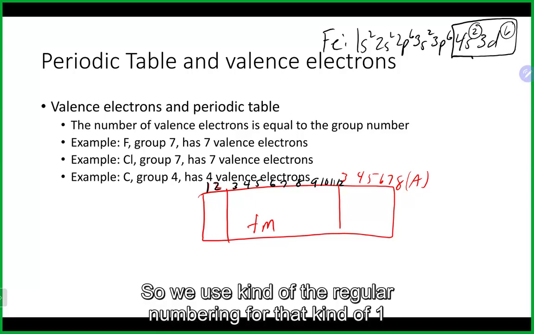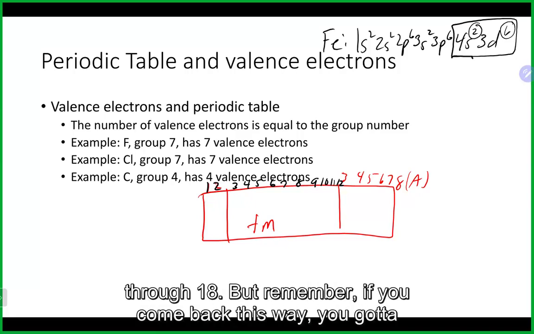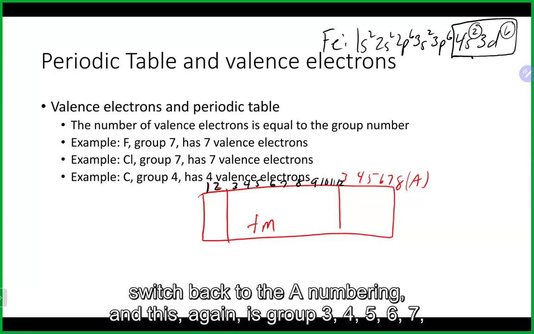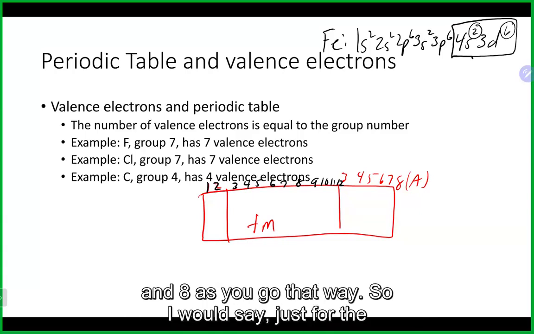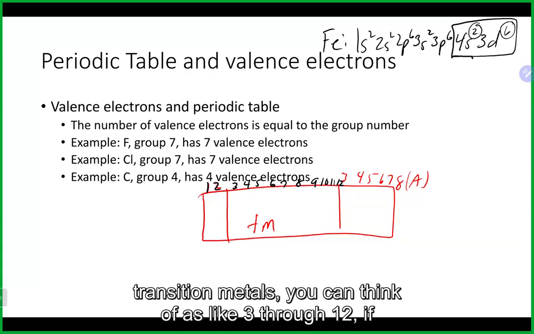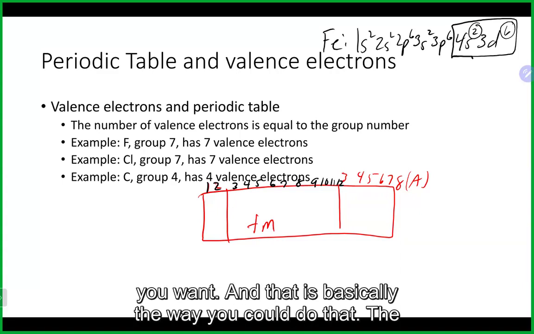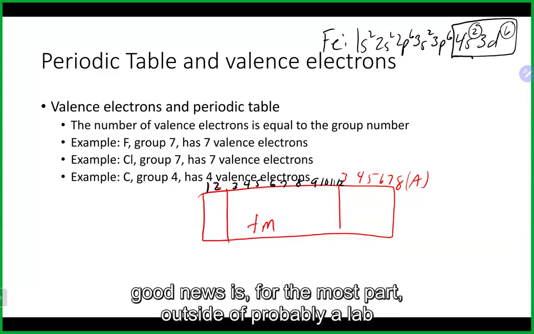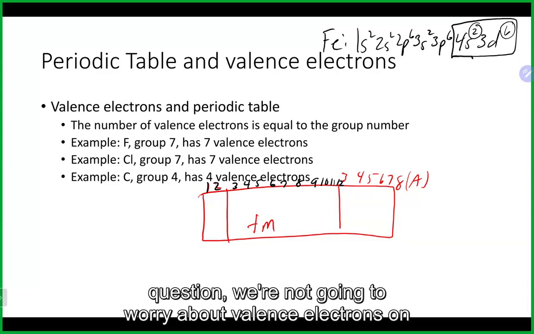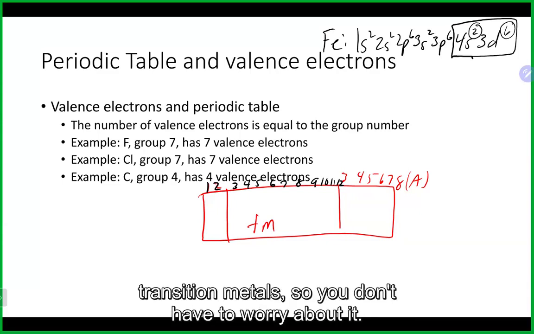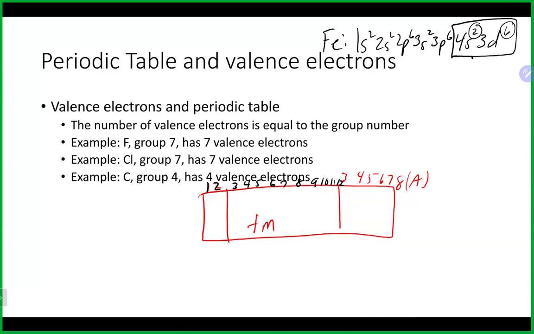So we use the regular numbering for that, 1 through 18. But remember, if you come back this way, you've got to switch back to the A numbering. And this again is group 3, 4, 5, 6, 7, and 8 as you go that way. For the transition metals, you can think of it as 3 through 12 if you want. The good news is, outside of probably a lab question, we're not going to worry about valence electrons on transition metals, so you don't have to worry about it.